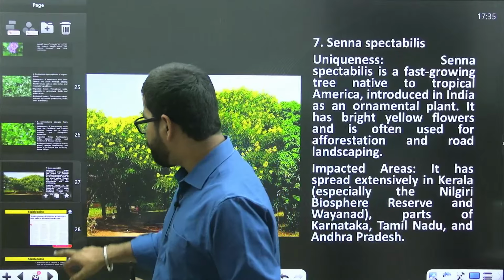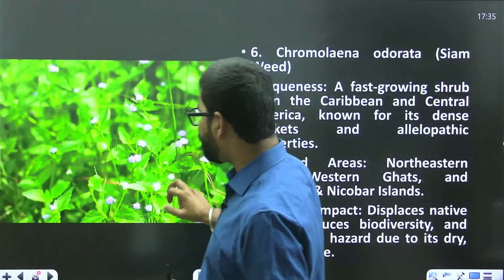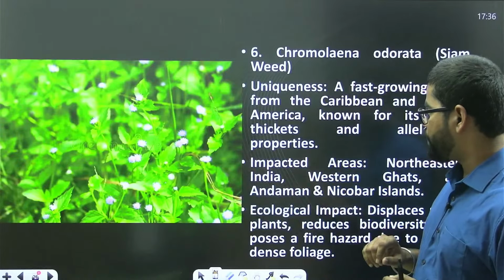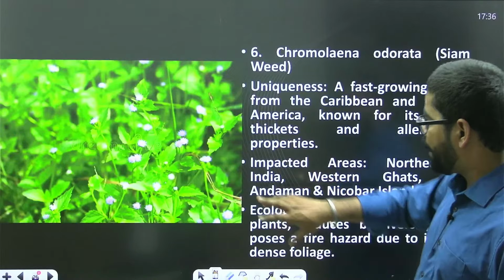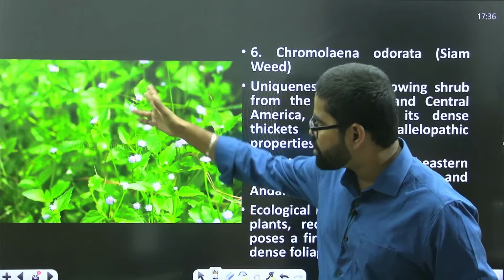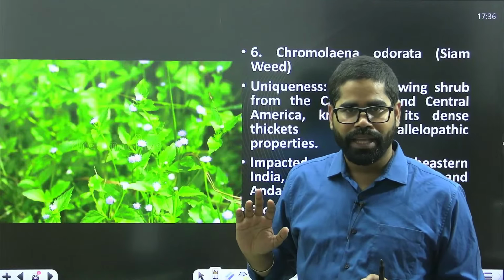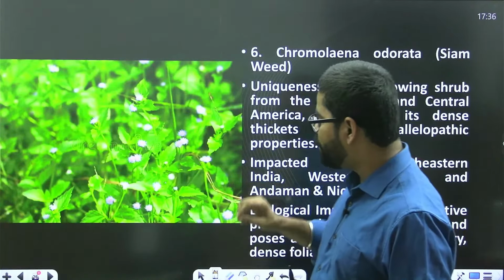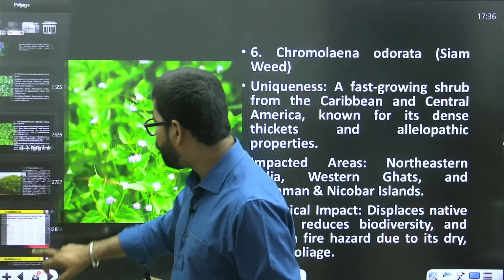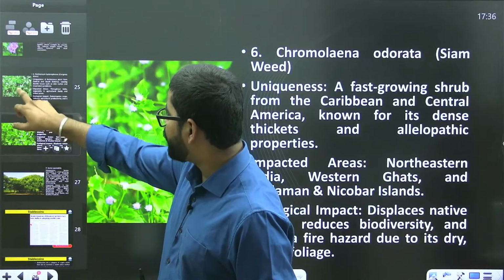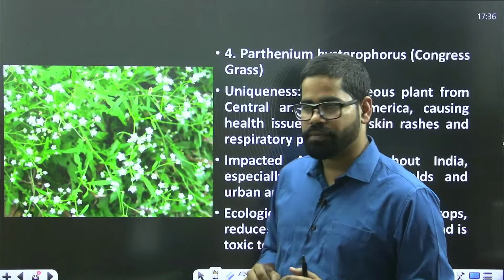Then if you look at this, we have Siam weed. Siam weed is one such thing which is harming the Western Ghats region, Andaman and Nicobar and other areas. So Siam weed is also there, causing harm to our population. Then you will find Parthenium grass.